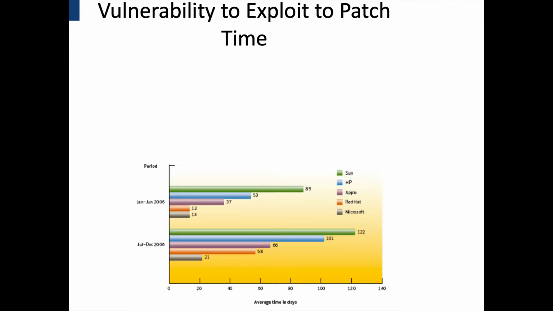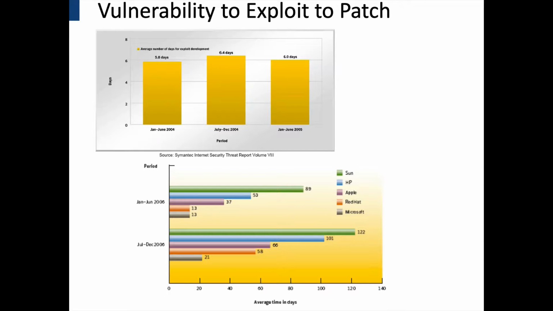Okay, so you see a graph. It hardly matters what year or what period, but that represents two 6-month periods. And you see for various vendors how long it takes them to develop a patch, right? That's from discovery of a vulnerability to development of a patch. We're going to talk about exploit in a second, okay? And you see some vendors are better than others. But we'll talk about the average in a second.